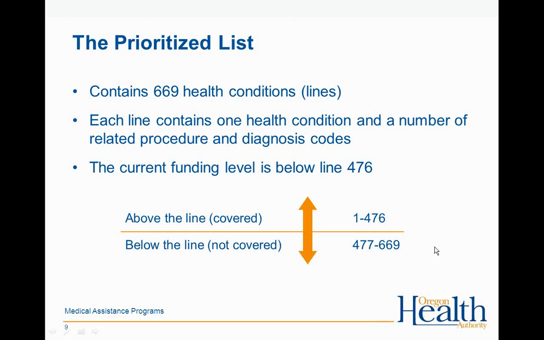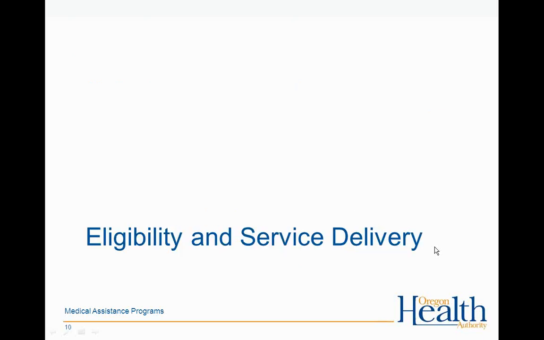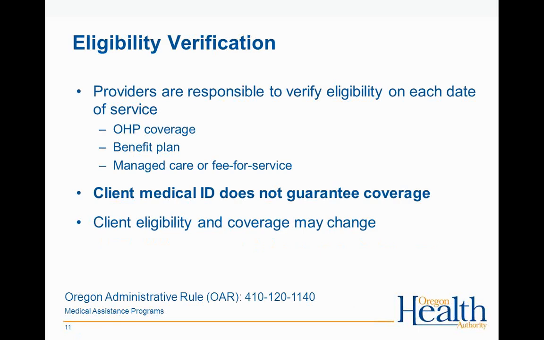Okay, so let's go ahead and move on to eligibility and service delivery. So it is the provider responsibility to verify eligibility on each date of service. So you do want to go in on that day and verify eligibility. What you're looking for in the eligibility file is, first of all, OHP coverage. Does this person have coverage at all? If they do have coverage, what benefit plan, or some people call this benefit package, are they in? The benefit plan does determine the level of service that that client is eligible for, so keep that in mind.